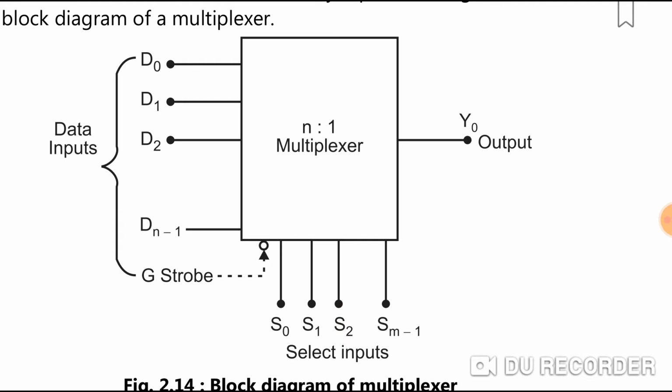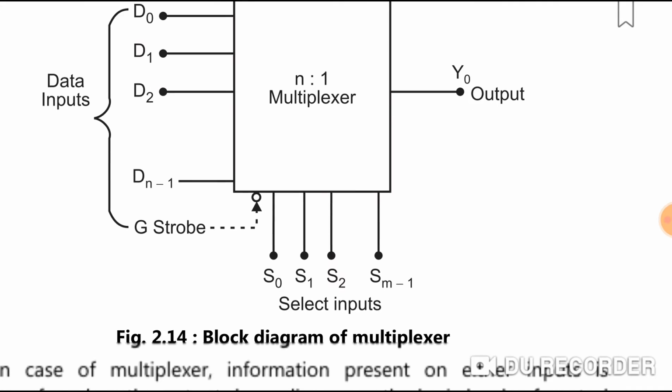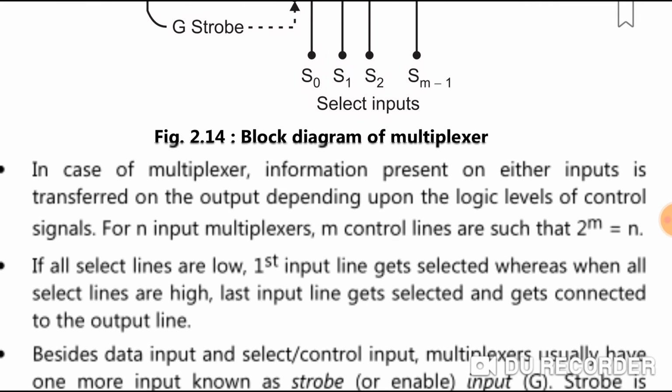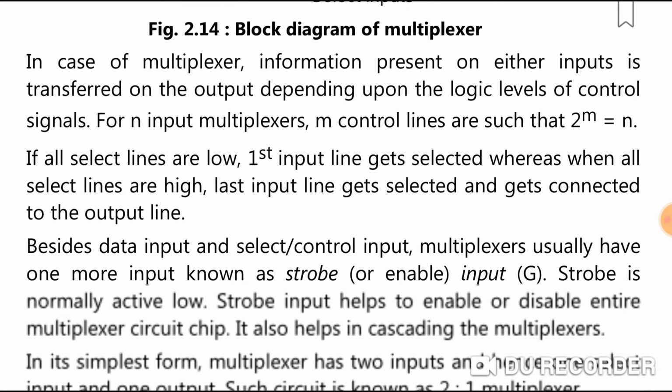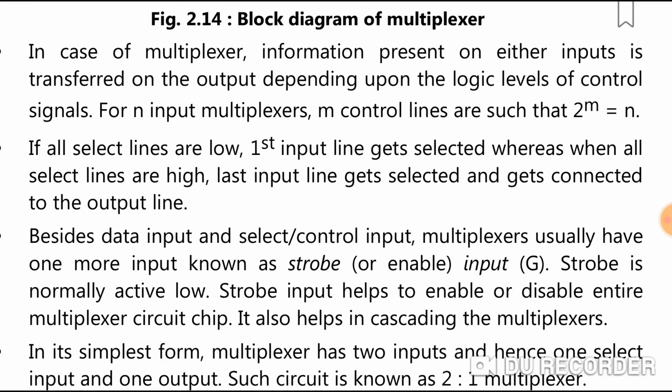Number of inputs are n. So at the output Y only one input will be selected, depending upon the select lines. Okay, at a time only one will come at the output. So in the case of multiplexer, information present on either input is transferred to the output depending upon the logic levels of control signals. For an n input multiplexer, m control lines are such that 2 raised to power m is equal to n.